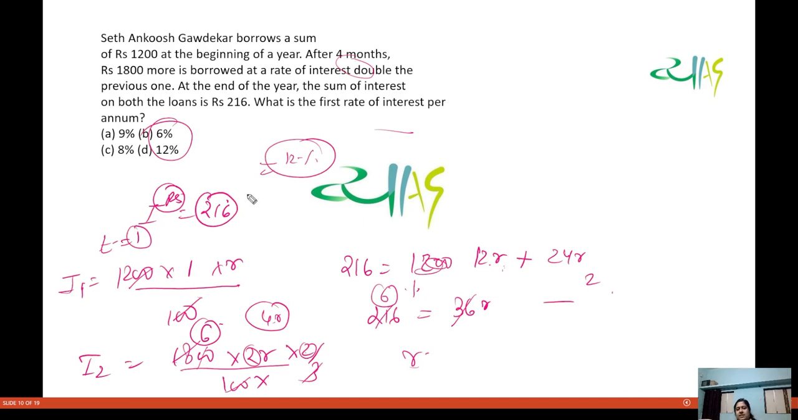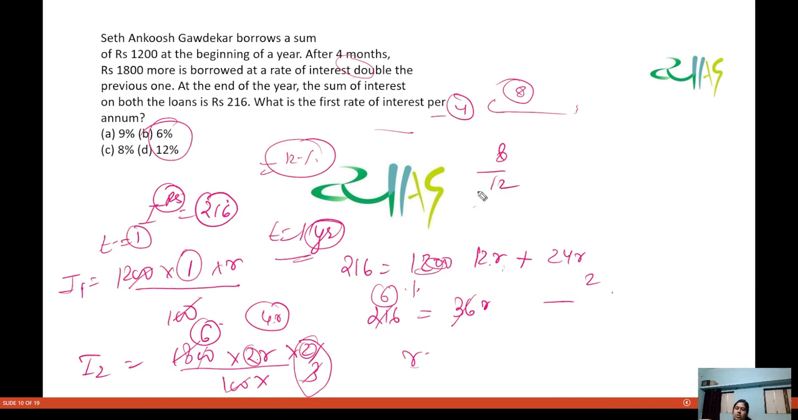So what I did here is, at the beginning of the year, to simplify the calculation, I took time equal to 1 year. And for this 2R, what time did I take? Because it was borrowed after 4 months, by the end of the year 8 months remain. So 8 by 12 is the time, because they are asking the per annum interest rate, so we calculate time in years. That becomes 4 by 12, 2 by 3, and you get this. So R comes to be 6%. I hope this is very much clear to you. Now let's move forward.